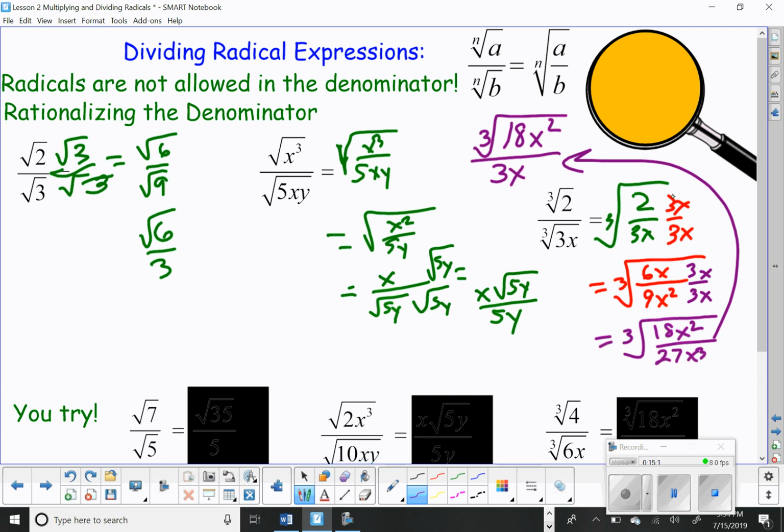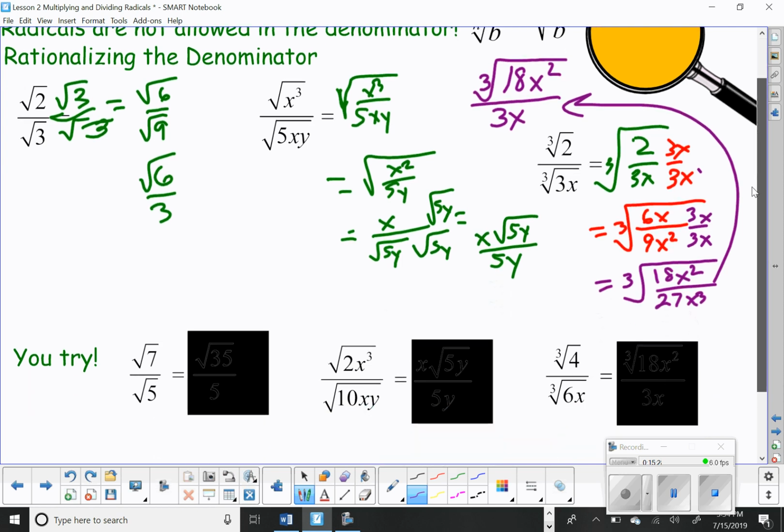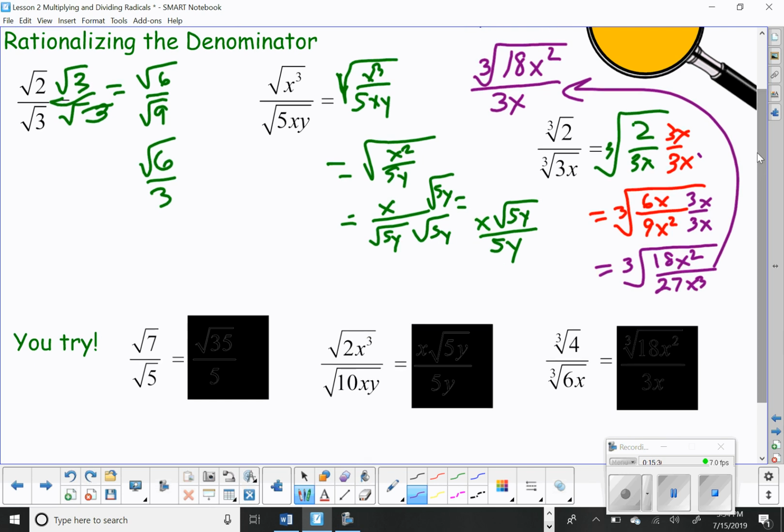See? You couldn't just multiply by the 3x. You need the denominator to be a perfect cube, not a perfect square. So think about that when you go to try these. Okay, across the bottom here, if you've tried them, great. If you haven't, pause the video and try them now. And I know you can kind of see the answers, but try them. It's important to practice.